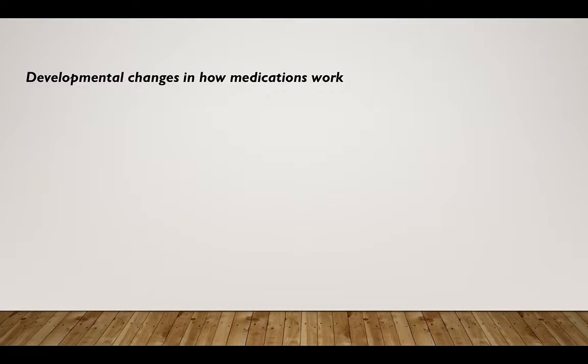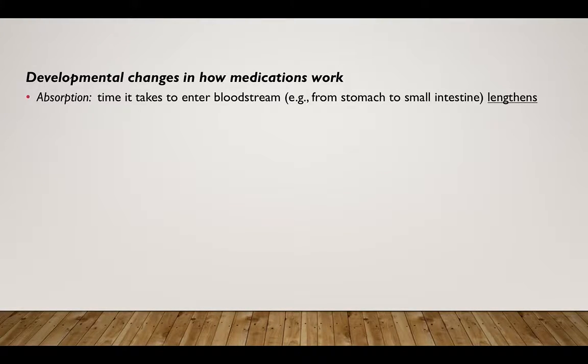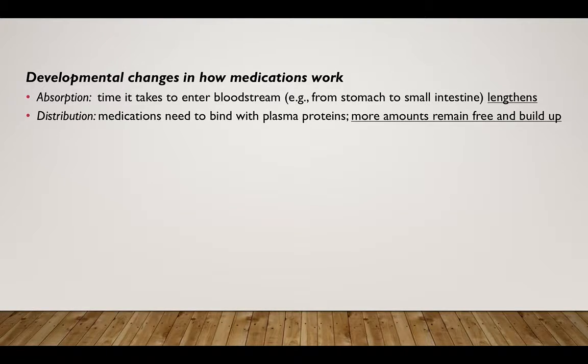There are certain developmental changes that factor into how medications work on our bodies as we age. Absorption is the time it takes to enter the bloodstream, for example, from the stomach to the small intestine. And this length of time is actually longer as we age. Distribution is medications actually binding with plasma proteins to get them out of the bloodstream. And more amounts of these remain free and build up in the bloodstream, resulting in more toxic levels as these drugs build up.